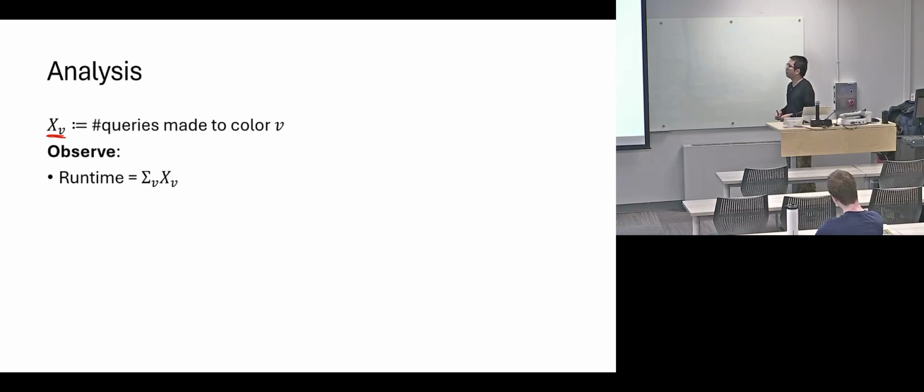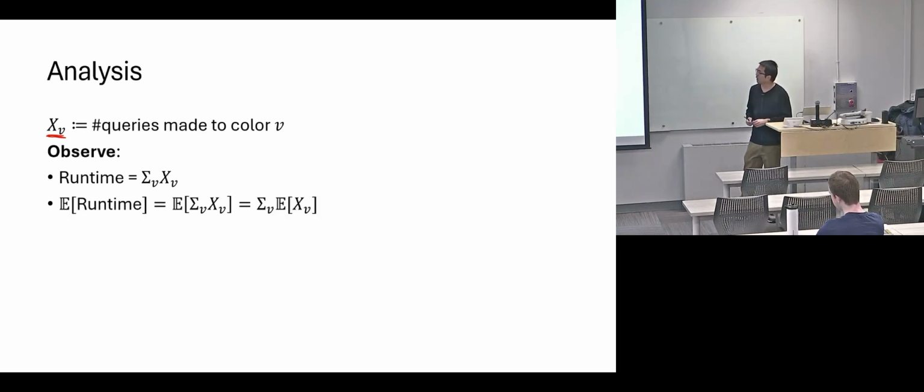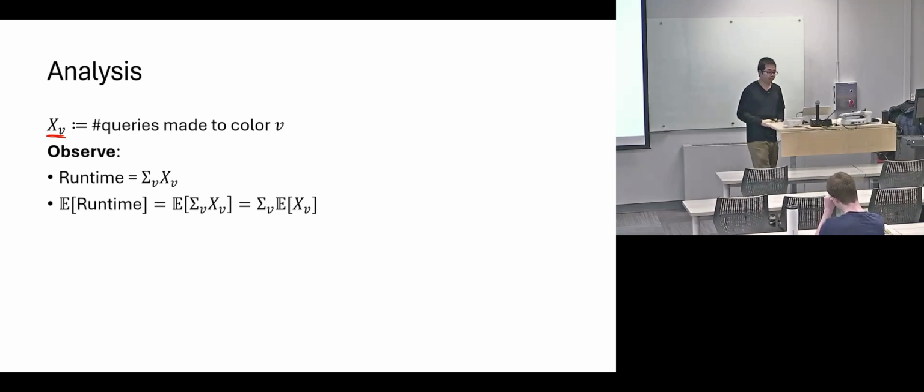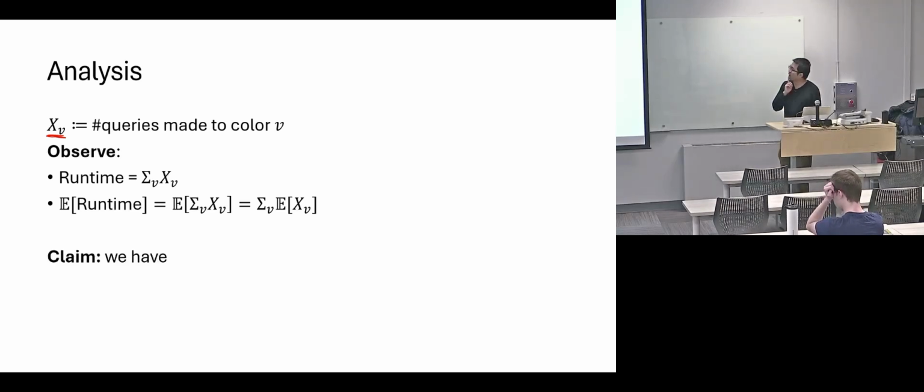And now we note that Xv is a random variable, right? It's not fixed, and we want to compute the expected running time, which is then, by linearity of expectation, just going to be a sum of the expectation of Xv. So we just need to analyze the expectation of Xv, how much time we spend on each node in expectation. And my claim is this.